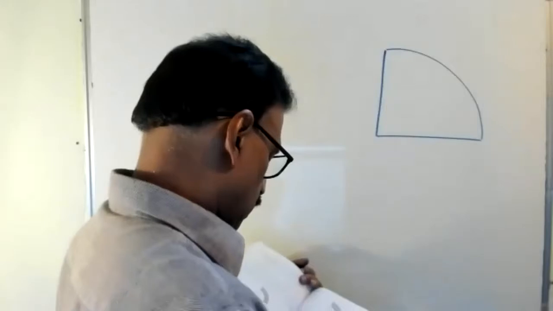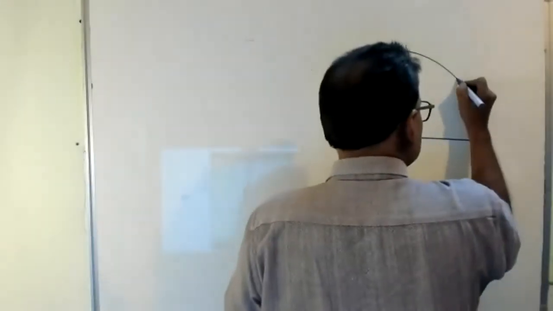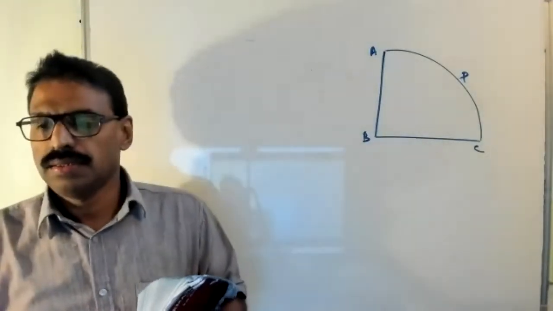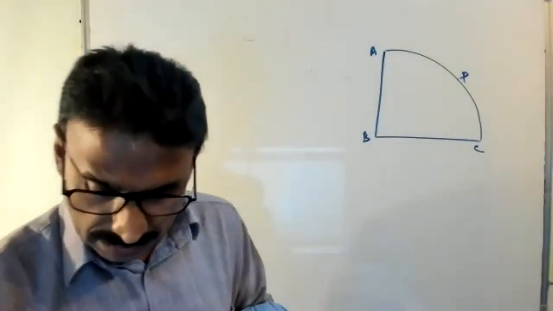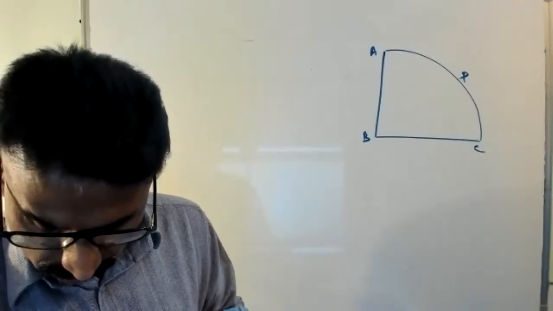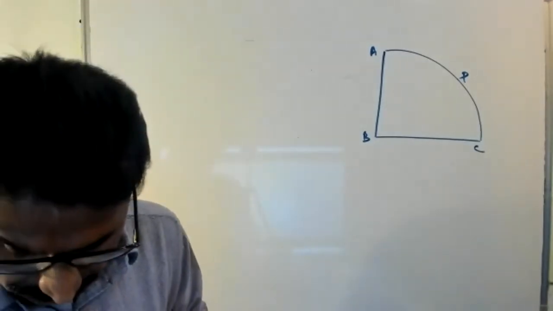ABCP is a quadrant of a circle. What do you mean by quadrant of a circle? What is the meaning? Quarter circle. Yes, quarter circle.